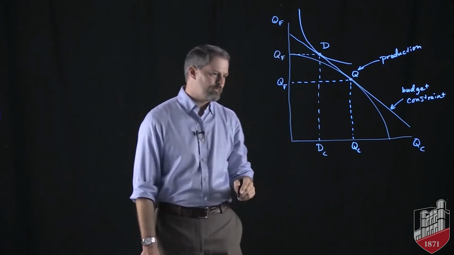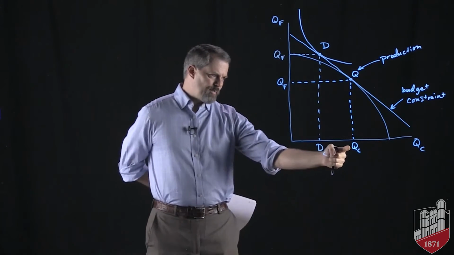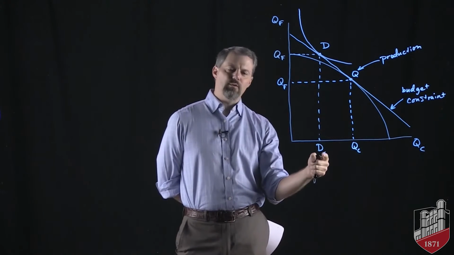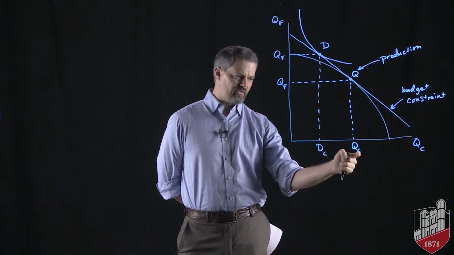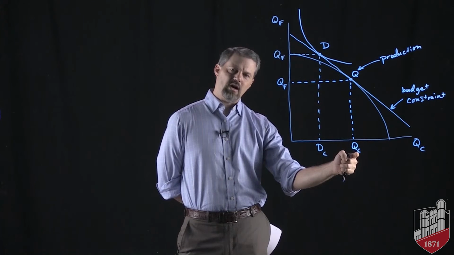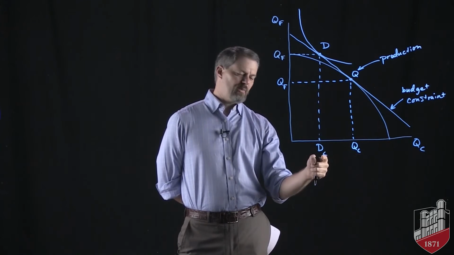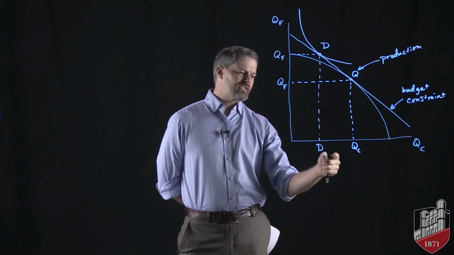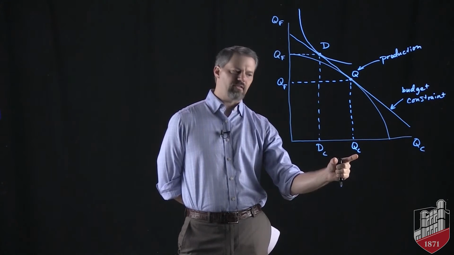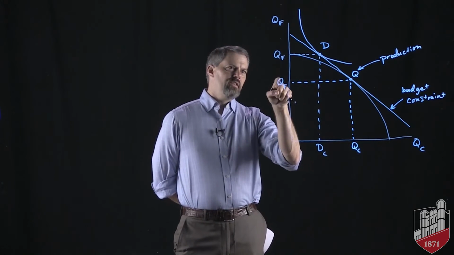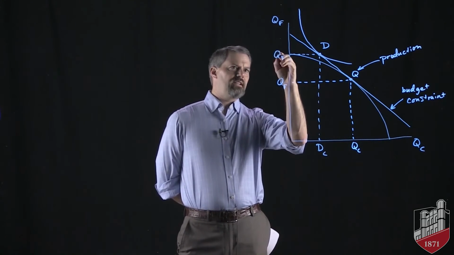So notice, compared to cloth, we're consuming less cloth than what we're producing. Here's how much cloth we're producing. Here's how much we're consuming. So this distance right here would be exports of cloth. This is how much, I should have called that D.